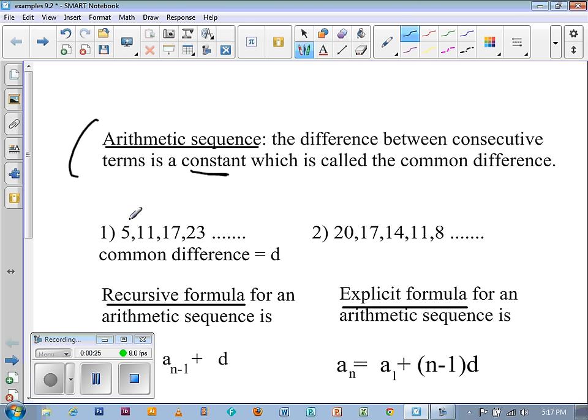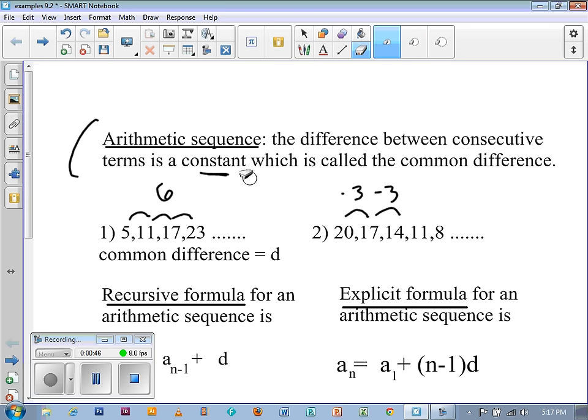Number one, you can see our common difference as we look here is always 6. Number two, our common difference here is always -3. So we would describe 1 and 2 as arithmetic sequences. Now, we're going to show and demonstrate to you how to set up the two formulas, the recursive and the explicit formula for both of these.